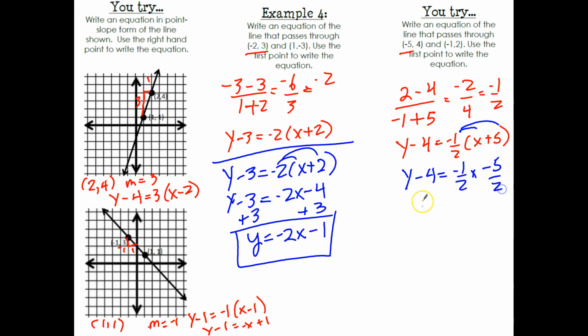Minus 5/2, add 4 to both sides. Get y is equal to negative 1/2 x. Negative 5/2 is negative 2.5. So negative 2.5 plus 4 gives you 1.5 or 3/2. And that's your answer.